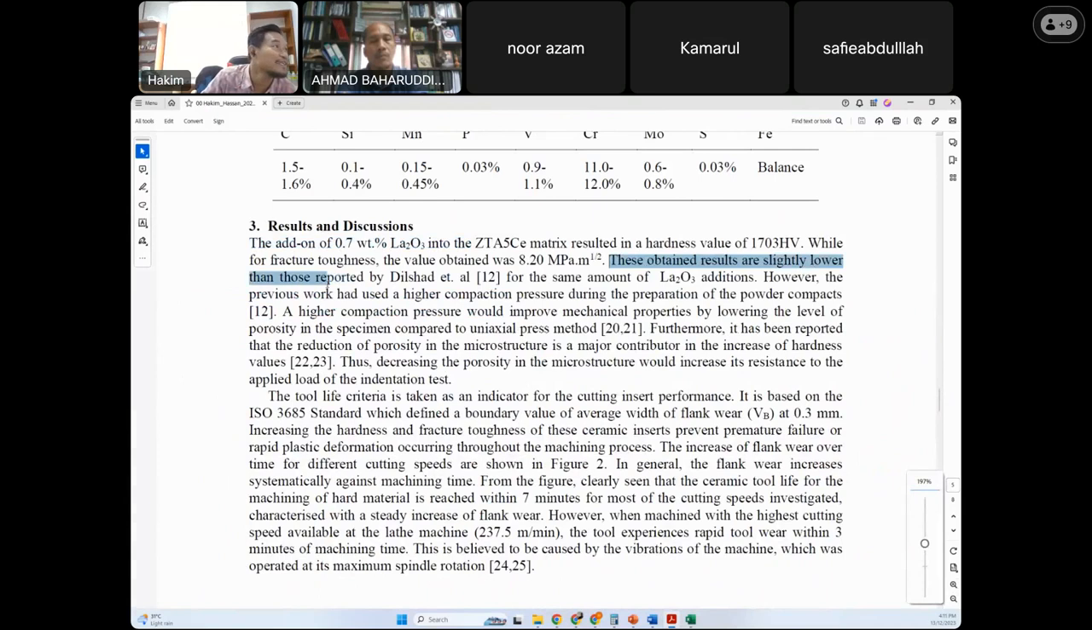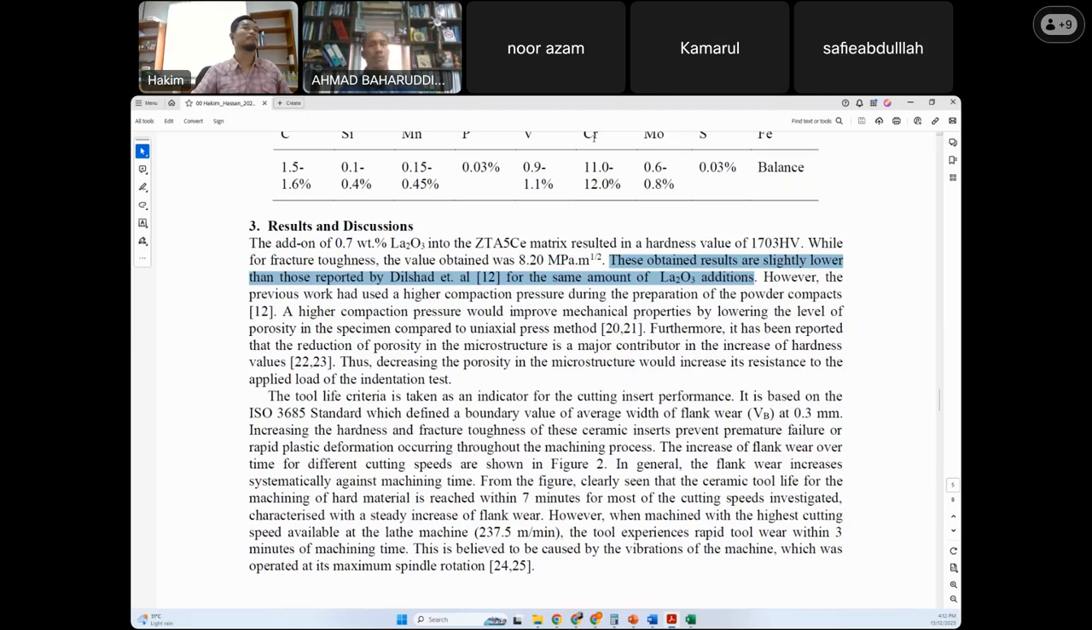These obtained results are slightly lower than reported by Shot at the same amount of lanthanum oxide addition. I think this researcher found the hardness and fracture toughness better than my 0.7 lanthanum oxide. But I've provided more results on machining. For the material part, but for the machining part, in terms of tool life, I don't find any other researcher doing this machining part with this composition.